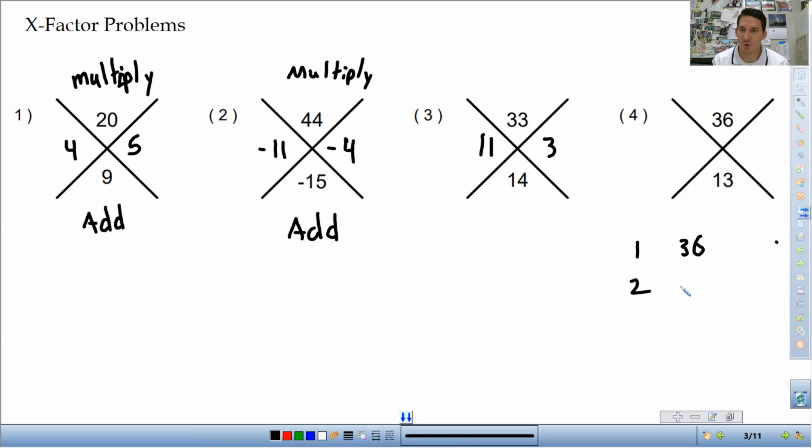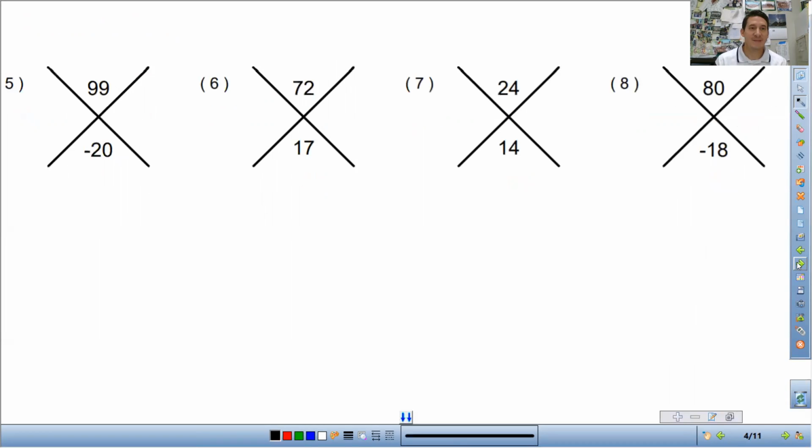So you can go 2 and 18. 2 plus 18 is 20, so that doesn't work. 3 and 12. 3 plus 12 is 15. That doesn't work. 36 is also 4 and 9. So 4 plus 9 is equal to 13. So it's 4 and 9. If you can't come up with it, just start listing pairs of numbers that multiply to get the number on the top. Let's just do a couple more.